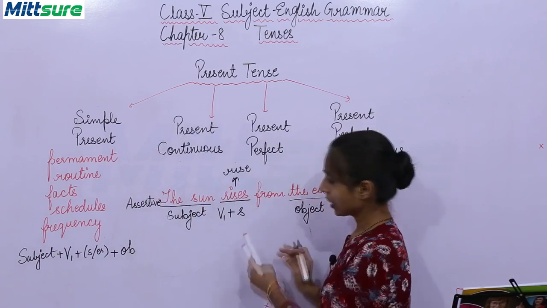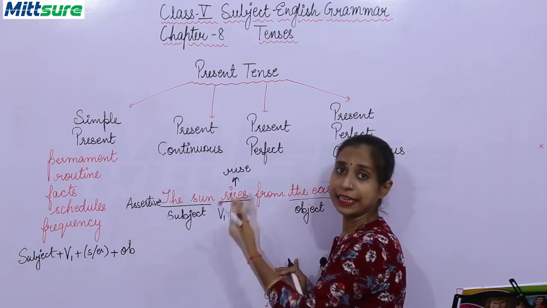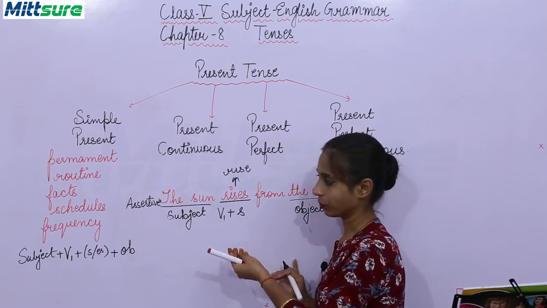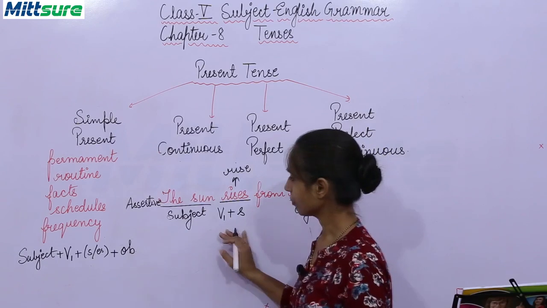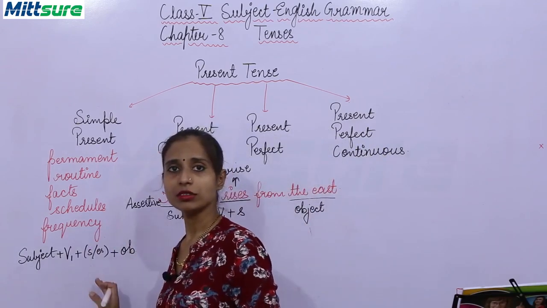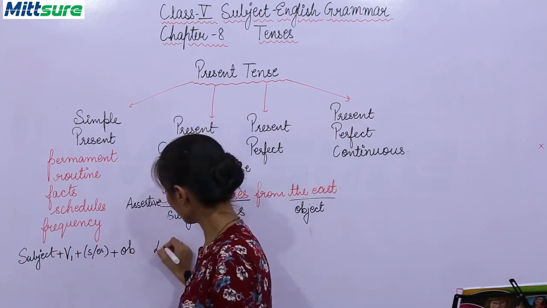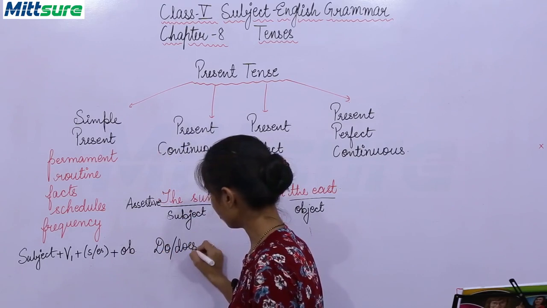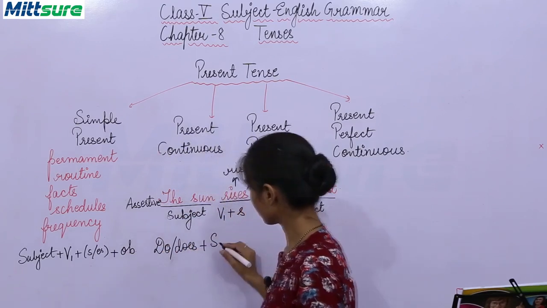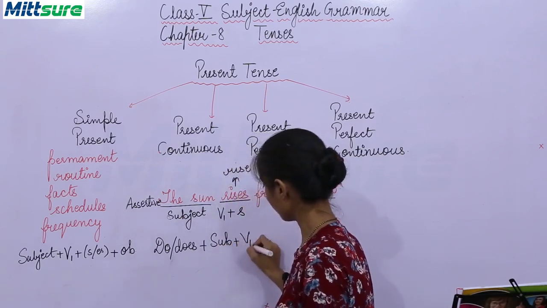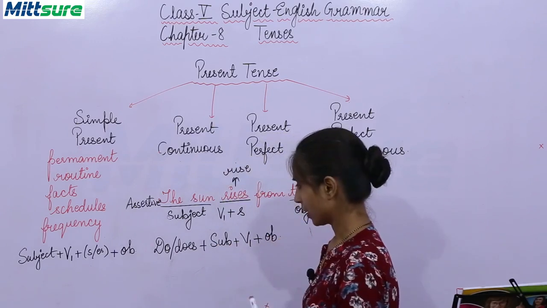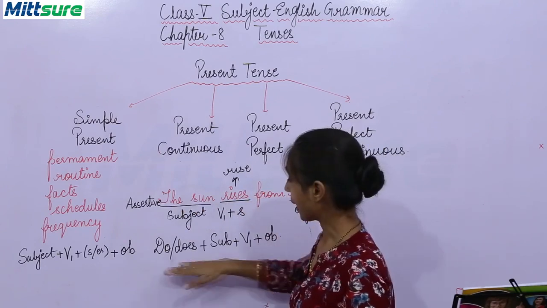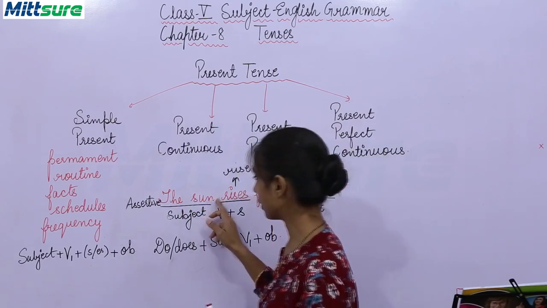Now, if we want to make an interrogative sentence out of it, then what we are going to do? We are going to add do or does plus subject plus verb first form plus object. Let us see, just change this sentence into an interrogative form by applying this formula. For example, we are going to change this sentence only.